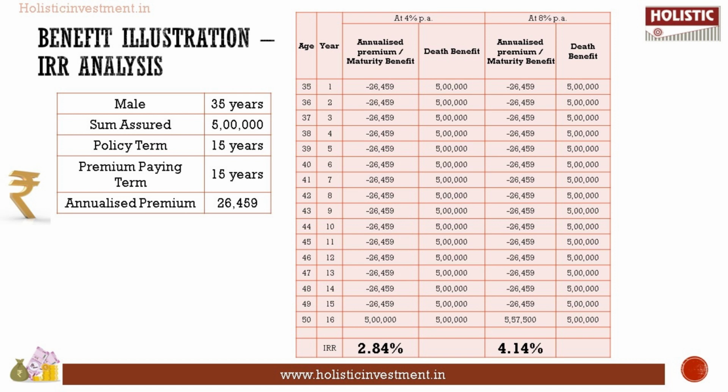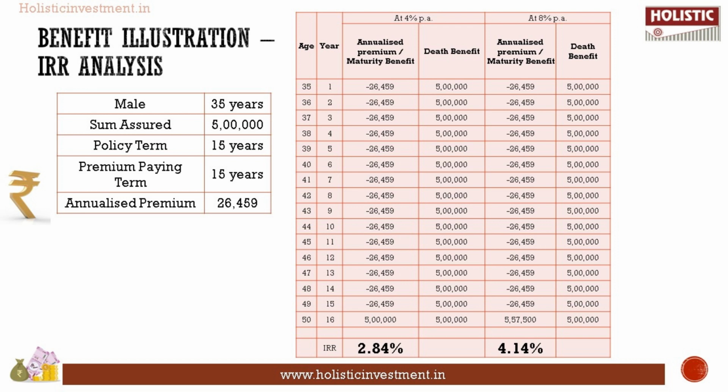The final maturity value, including the loyalty addition under the 4% scenario, is rupees 5 lakhs. The IRR calculation for the 4% scenario results in 2.84%. Final maturity value, including the loyalty addition under 8% scenario, is 5.57 lakhs. IRR calculation for the 8% scenario results in 4.14%.